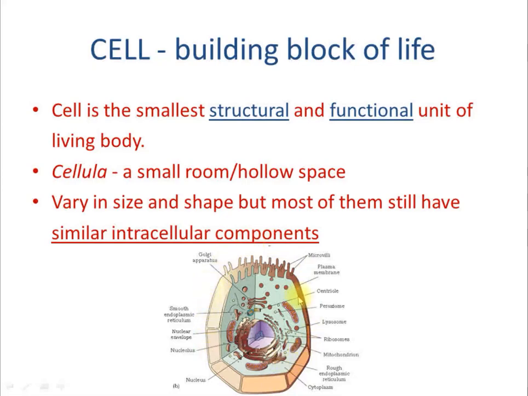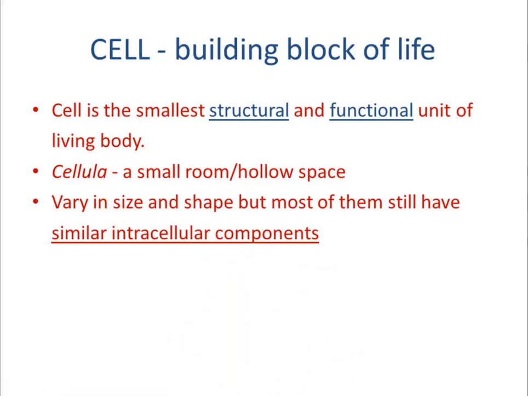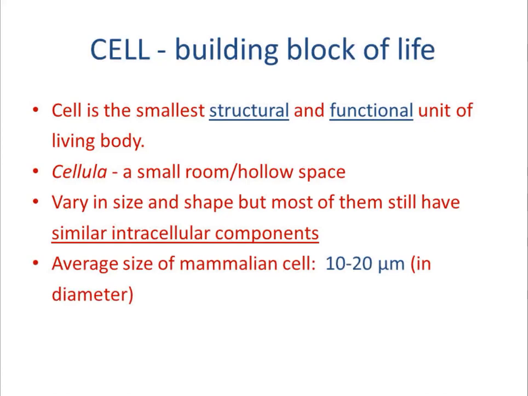Now another question you should ask: if I am saying that there is variation in size, then when should I consider it a variation? That means, what is the normal size of a cell? So the answer is, the normal size of a mammalian cell is 10 to 20 micrometer in diameter, right? Remember that we are considering a mammalian cell. Even this is true for a eukaryotic cell, right?